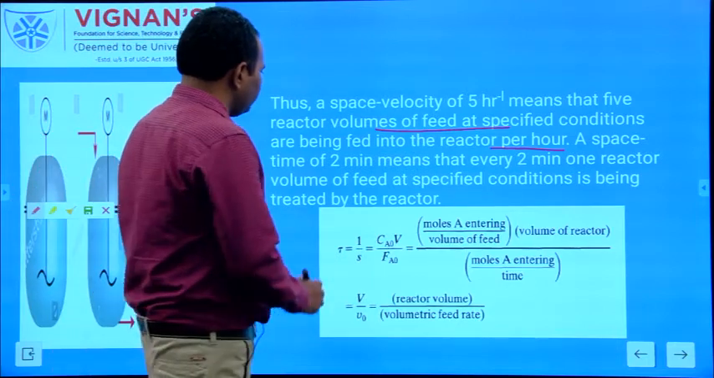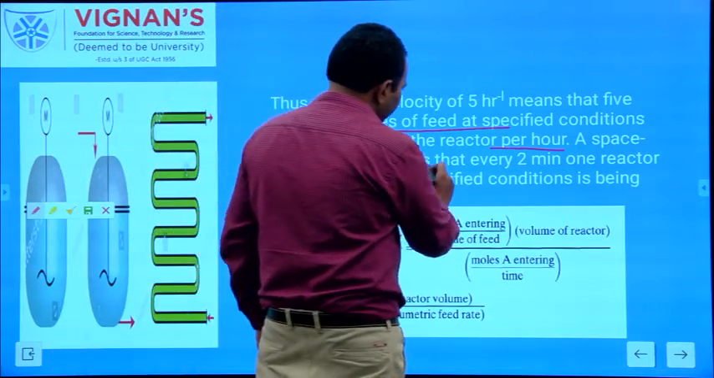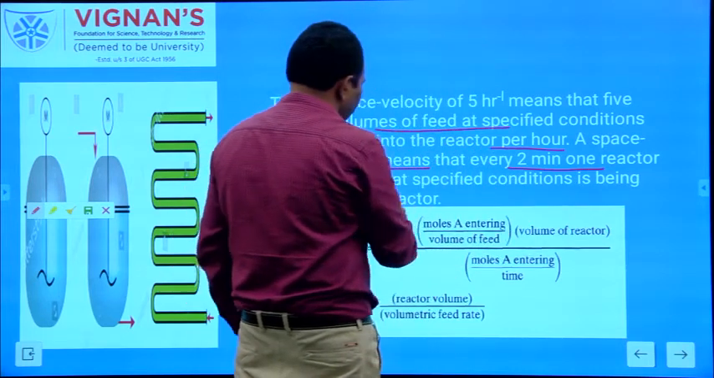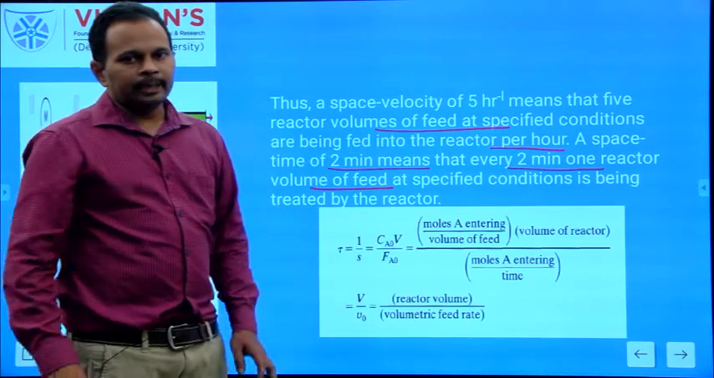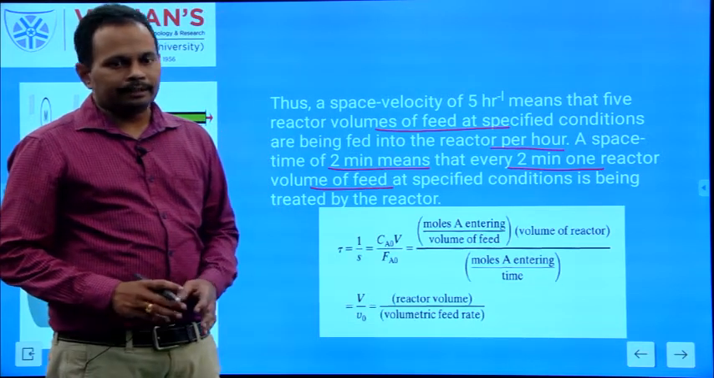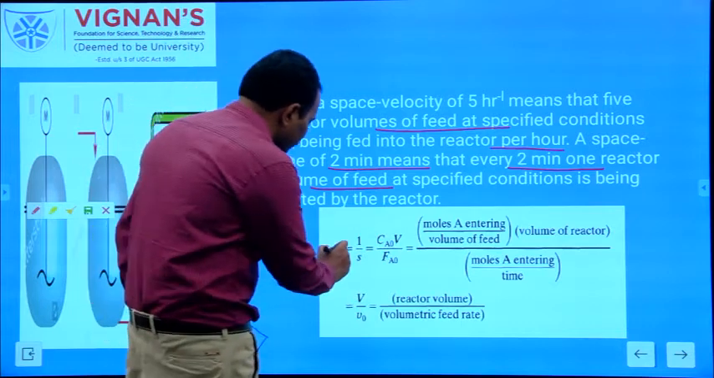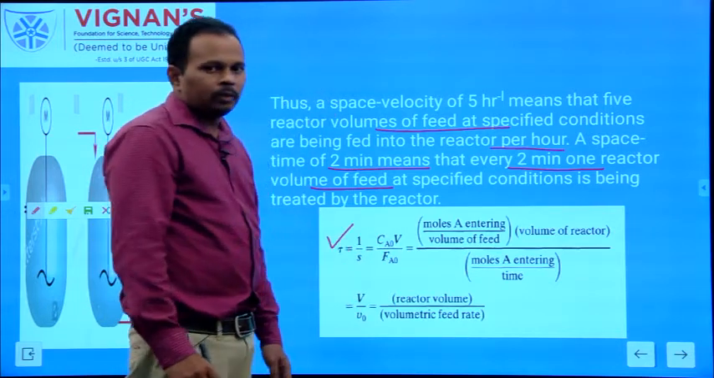A space time of 2 minutes means that every 2 minutes we process one reactor volume of the feed, measured at specified or given conditions. Okay. And also we can have the relationship between space time and space velocity. Tau is equal to 1 by S.